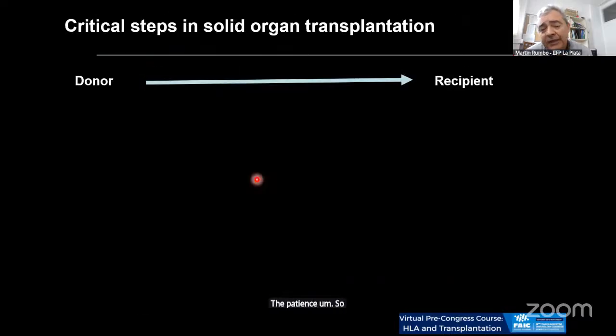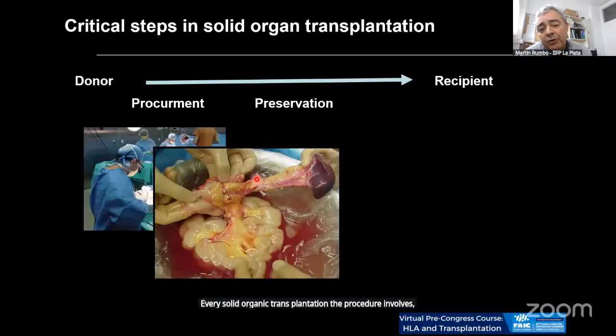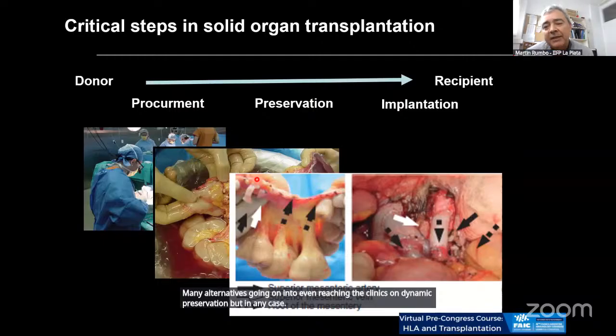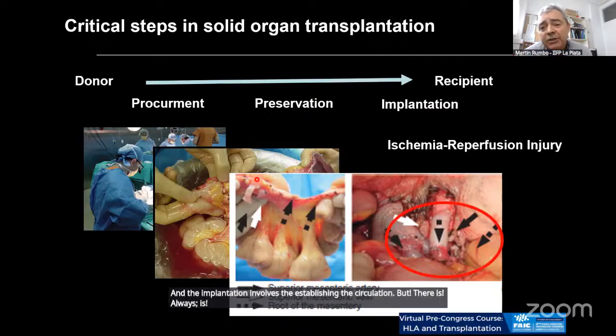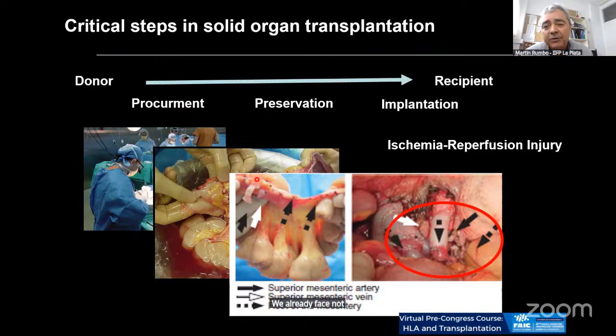So another very important thing is that in every solid organ transplantation, the procedure involves the organ procurement, but also the preservation. There are different ways of preserving organs, and now there are many alternatives, even reaching the clinics, on dynamic preservation. But in any case, the implantation involves reestablishing the circulation, but there is always ischemia reperfusion injury. So in the setting of a transplantation, we already face not only a reactive response, but also an inflammatory response at the moment of the transplantation because of the ischemia reperfusion injury.